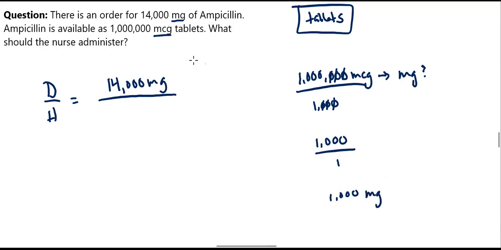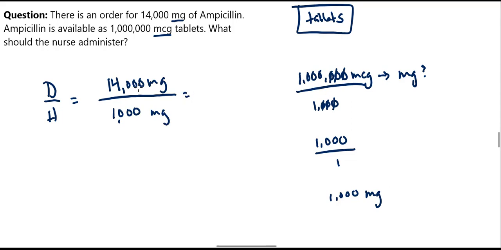So just to go back to the question, the order is for 14,000 milligrams. Got that. The drug is available in 1,000 microgram tablets. We just changed micrograms to milligrams. We found out that 1,000 micrograms is 1,000 milligrams. So we have our desired over half.